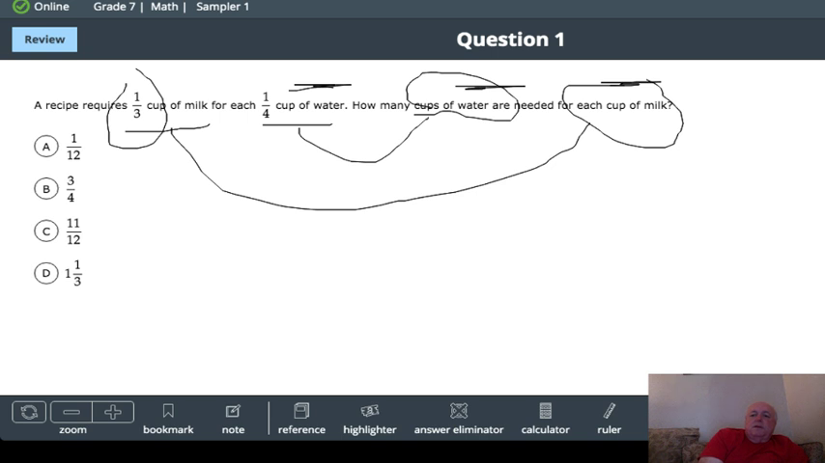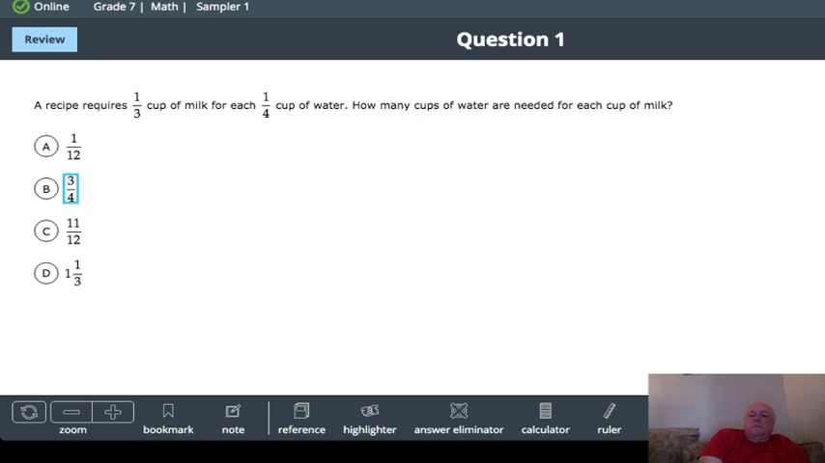Okay, let me get this pencil out of here. Okay, let's see. How do I remove it? So that would give us B here.